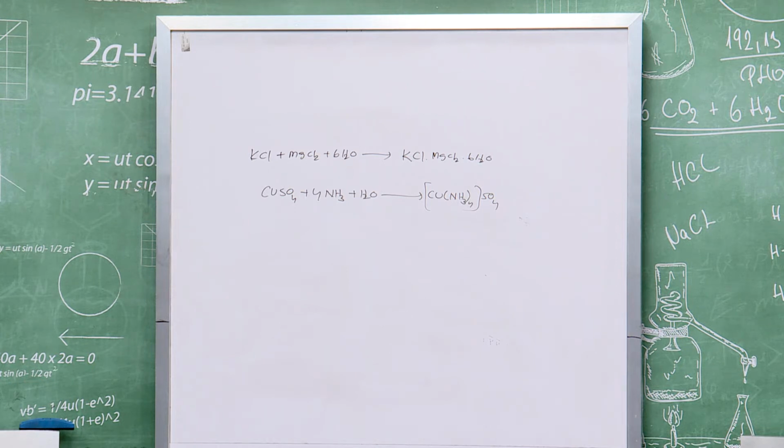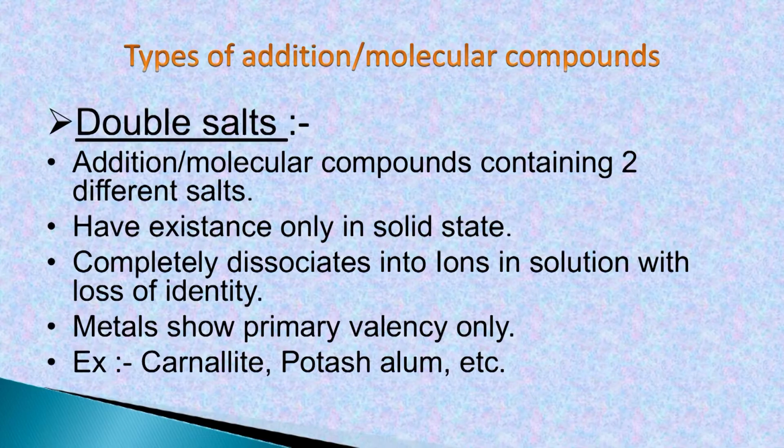Addition or molecular compounds are of 2 types. One is double salt, or it can be complex. Look at the upper one, double salt, 2 salts. So what are double salts? Remember, the addition or molecular compounds are of 2 types: double salt or complex.